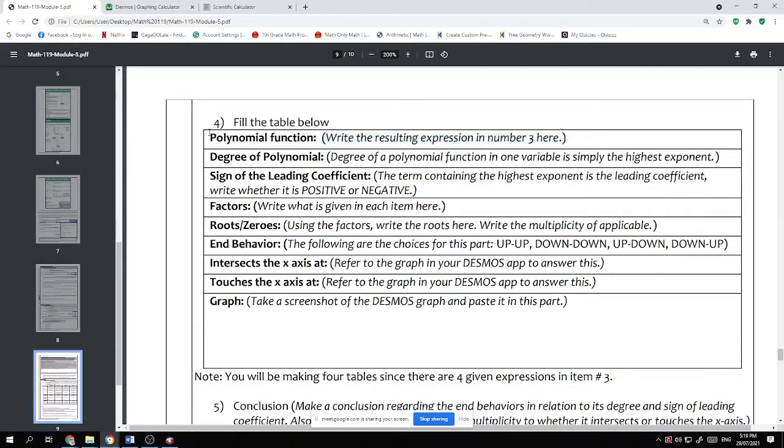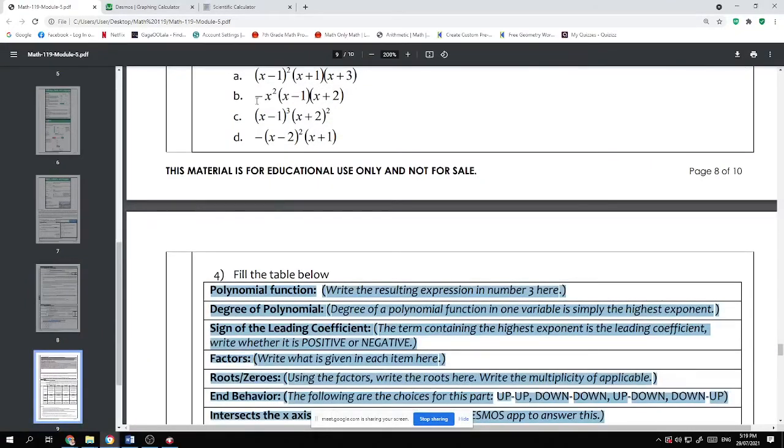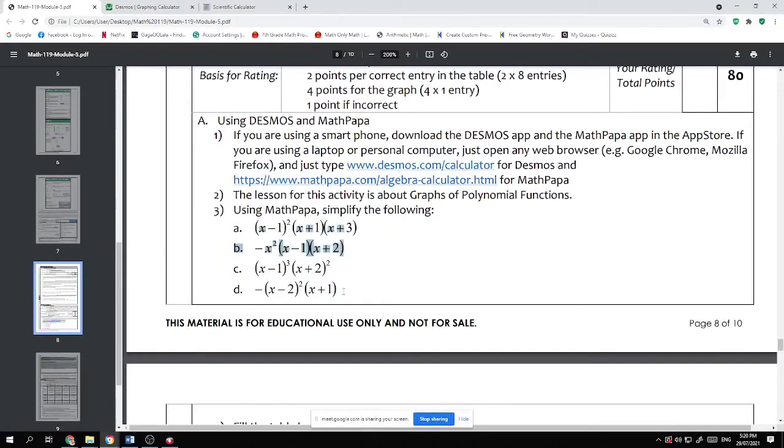Isa ka table na ay polynomial function, polynomial, degree of the polynomial, the sign of the leading coefficient, the factors, the roots, the end behavior, the intersects the x-axis at, touches the x-axis at, and the graph. Okay? So, mo ni siya na kay ing-ani nga table sa letter A, sa letter B, sa letter C, ug sa letter D. So, I should be seeing 4 tables that contains all of these in each item here.